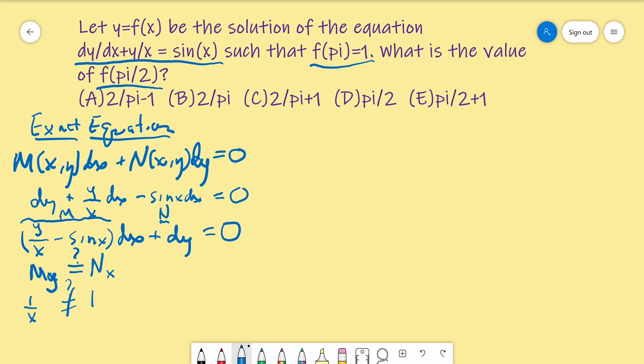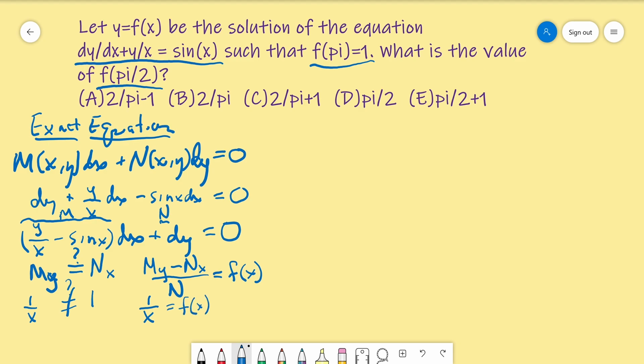But we can check if we can make it exact. How do we do that? Well, we have to check if the partial derivative of M with respect to y, minus the partial derivative of N with respect to x, divided by N, is equal to some function of x alone without y. Is it? Well, yeah, it is, because 1 over x minus 1, that's just 1 over x, divided by 1 is just 1 over x, and that is some function of x.